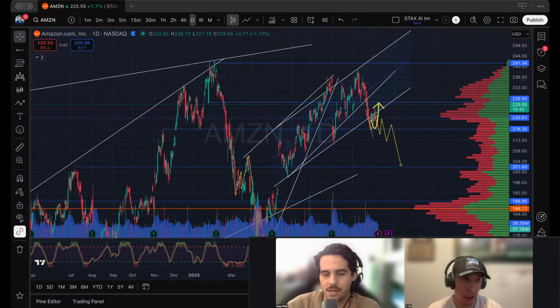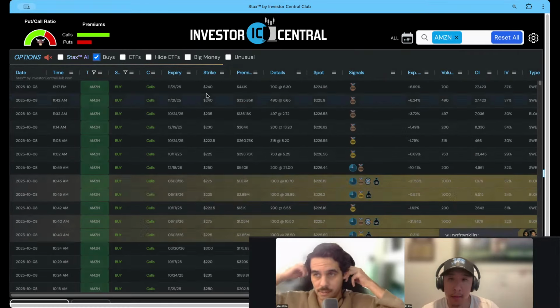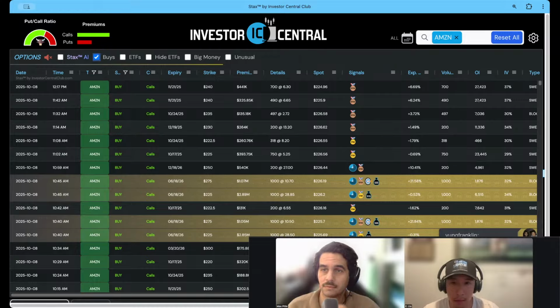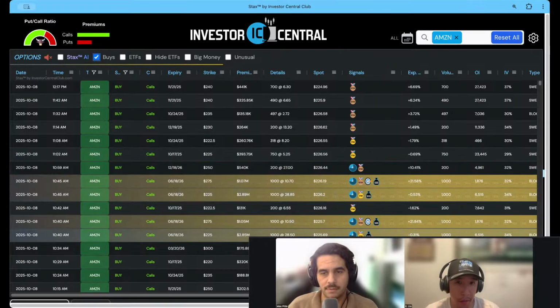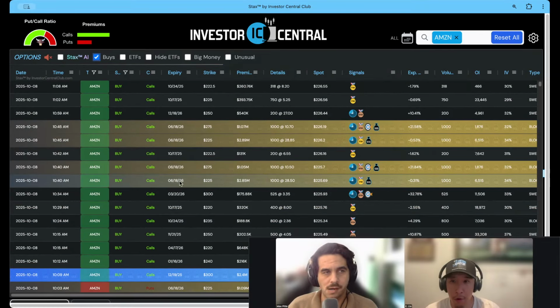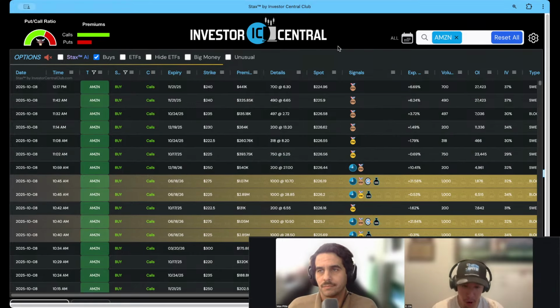If I look at Amazon on STAX, yeah, it's looking very bullish as of today. So take a look at that. They're aiming for mid 2026, so June of 2026, 225. Those are already technically in the money. This 275 one is a little bit more aggressive, 21% move up. End of the year, 250, so another 10% move from where we're at. So definitely very bullish on Amazon right here.